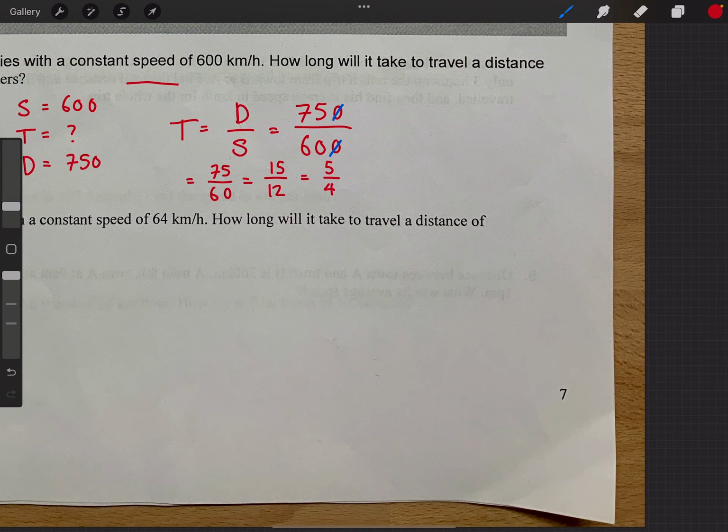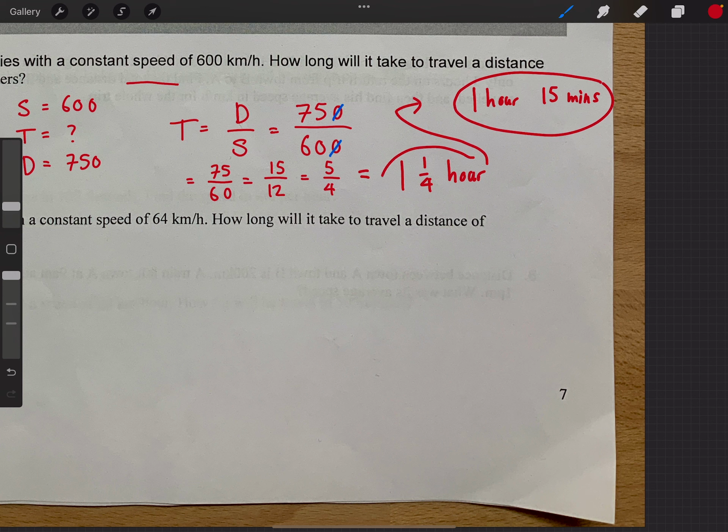So this is equal to 5 over 4 hours. But let's change it into mixed numeral, which is 1 1/4 hour. Or you could write that as 1 hour and 15 minutes. They're the same thing. Because 1/4 of an hour is actually 15 minutes. So either answer would be good. Okay, that one, I'll give you the answer for that one.